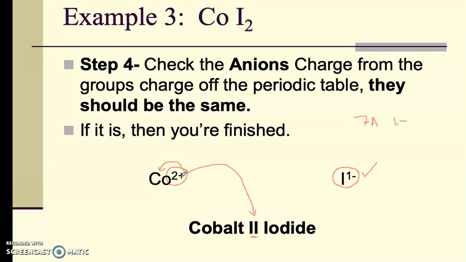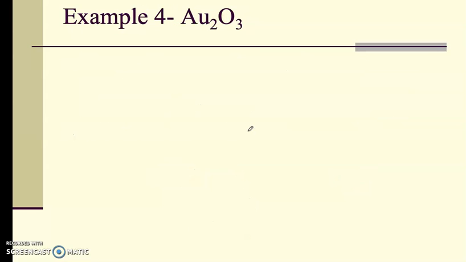Now, if the nonmetal's charge is correct, then you're finished. You're done. You don't have to do anything. But if it's not the same, there's another step you have to go through, unfortunately. Let's look at another example here. Au2O3. Where is gold found? Gold is found in the D block.